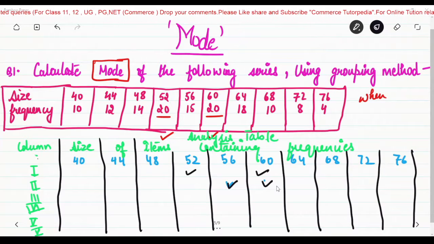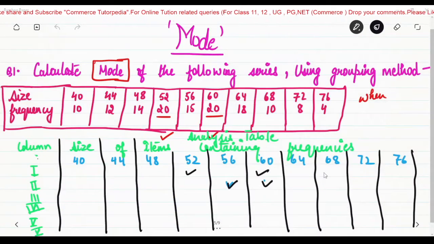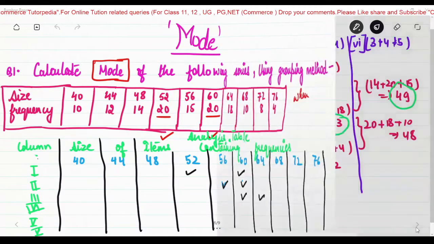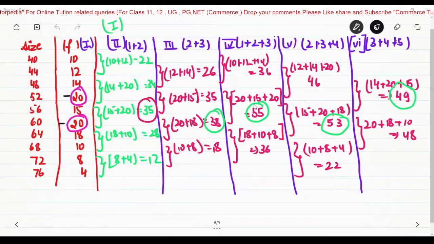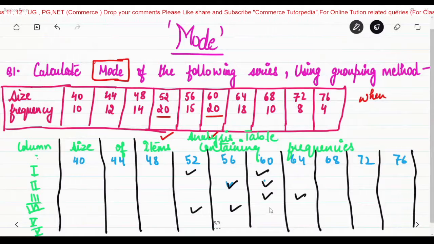Then if you see the next one, in the third column we see 38 as the highest frequency after grouping, and this lies in the sizes 60 to 64, right? So let us mark this also, 60 and 64. In the fourth column we can see 55 as the highest frequency, and it occurs in 52, 56 and 60.